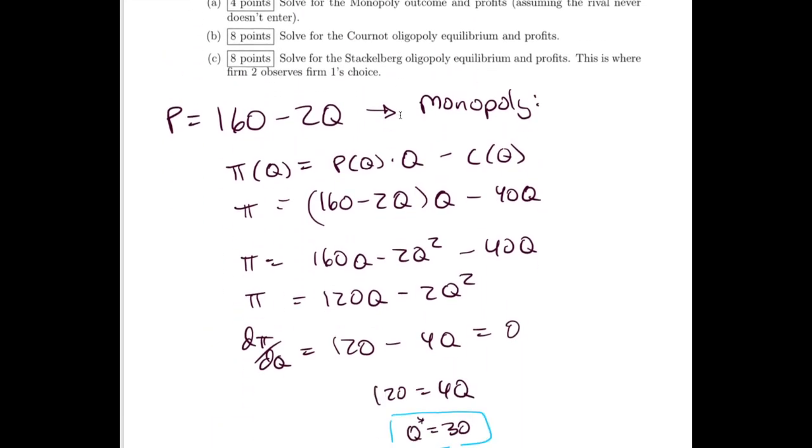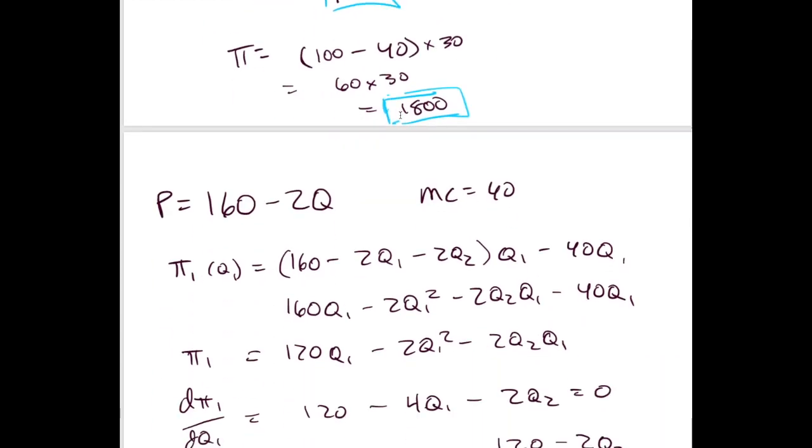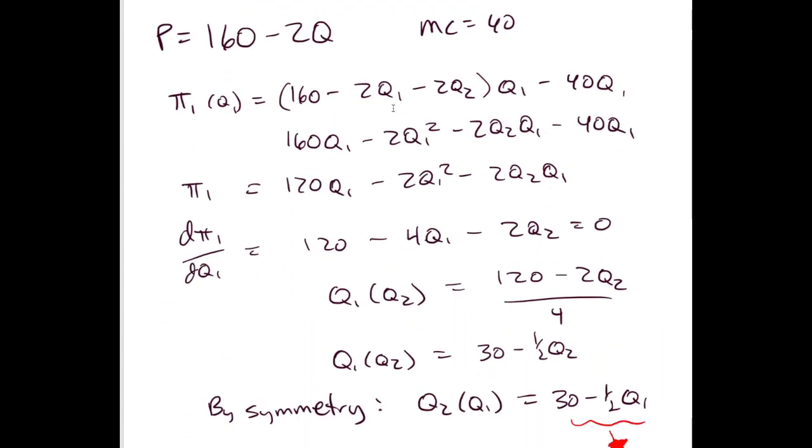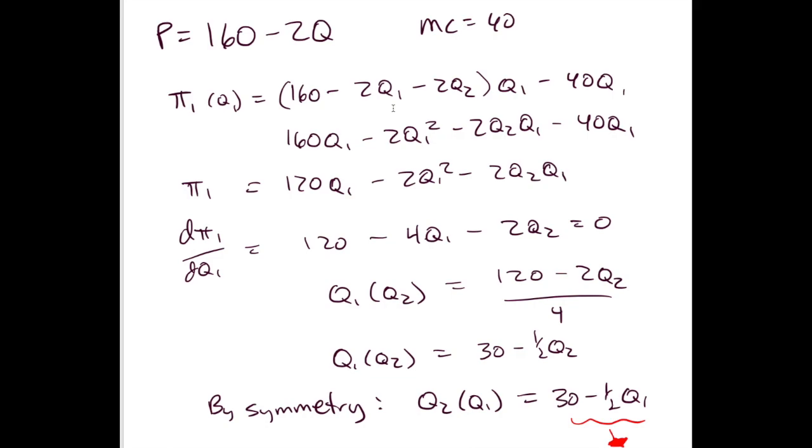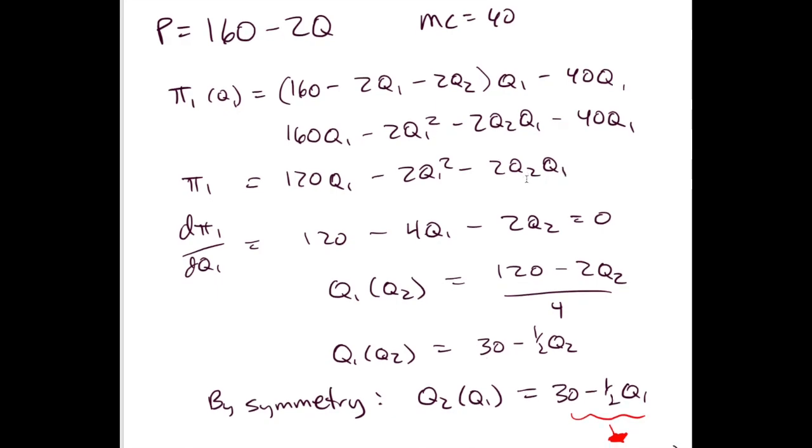Sure cannot. Anyway, so here's going to be our inverse market demand. I'll distribute this q, and I'll have 160q1 minus 2q1 squared minus 2q2 q1 minus 40q1. And then cleaning this up, just collecting like terms, I'll have 120q1 minus 2q1 squared minus 2q2 q1. Now I'll take the derivative.